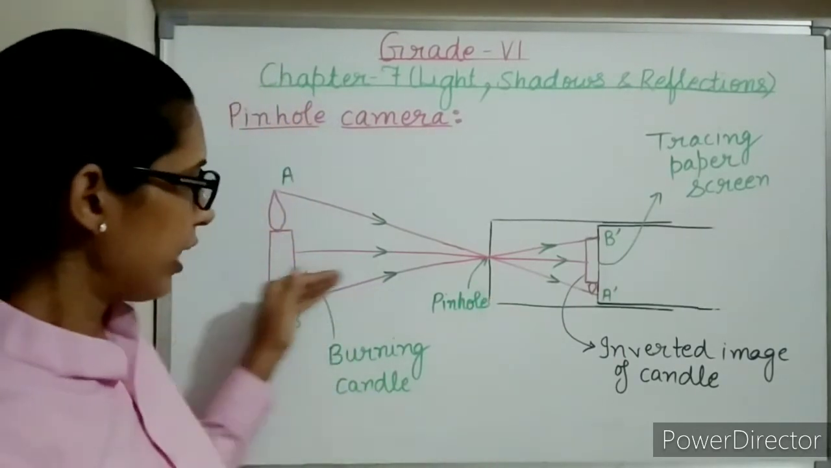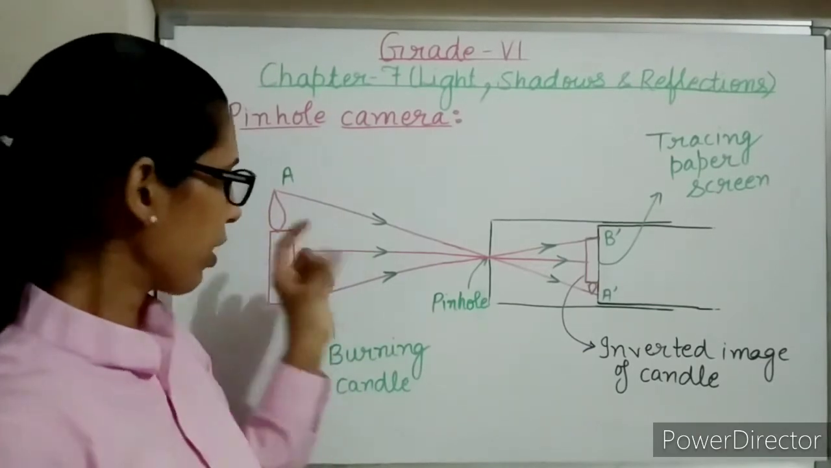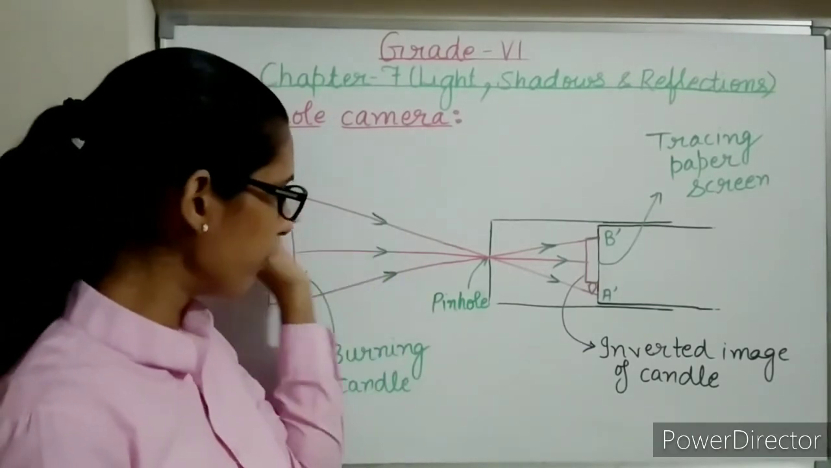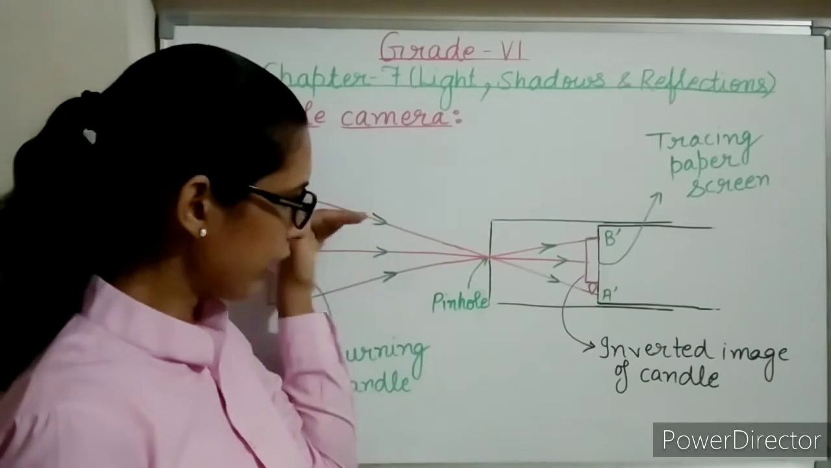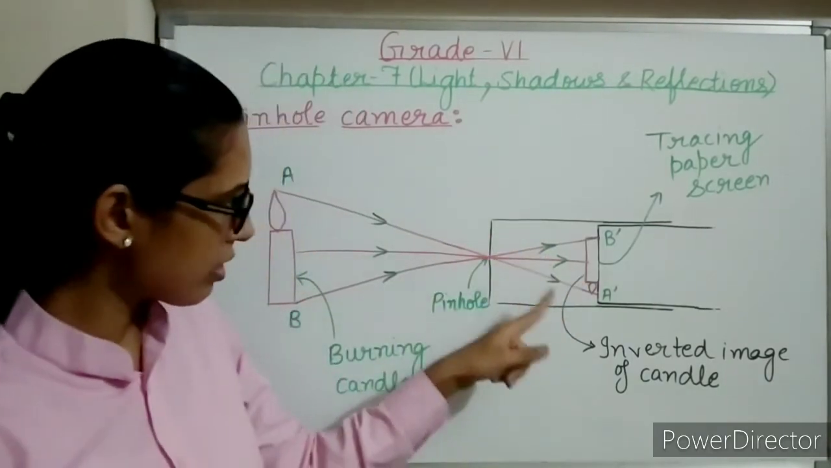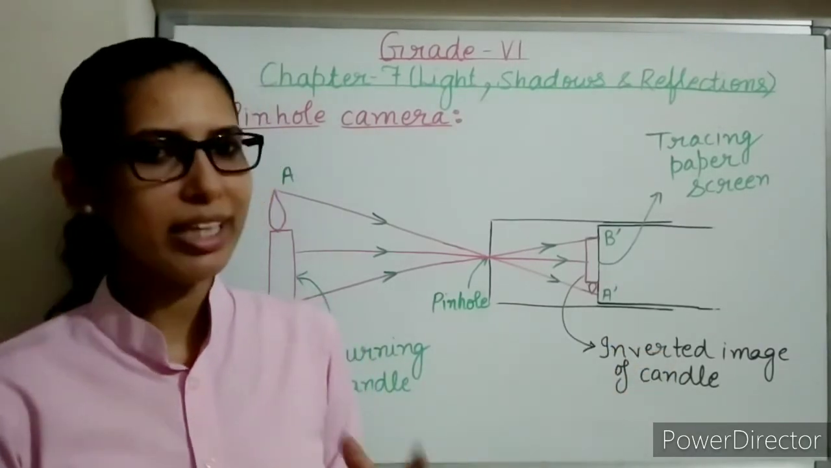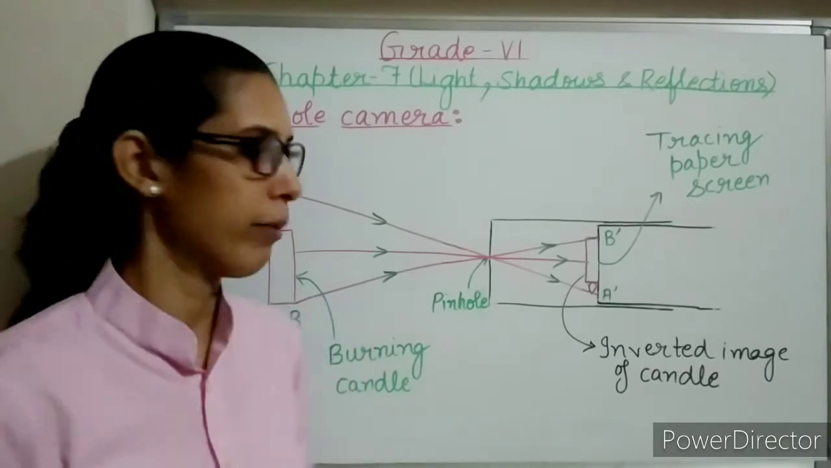Here you can see that light travels in a straight line. When the light rays are moving from this object, they are moving in a straight line and entering the pinhole camera, and you can see here we are getting the inverted image. I hope now it is clear why the image is inverted in a pinhole camera.